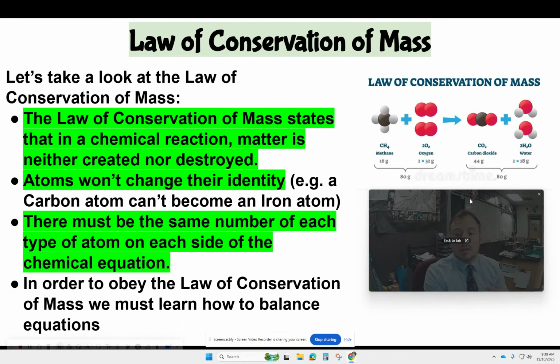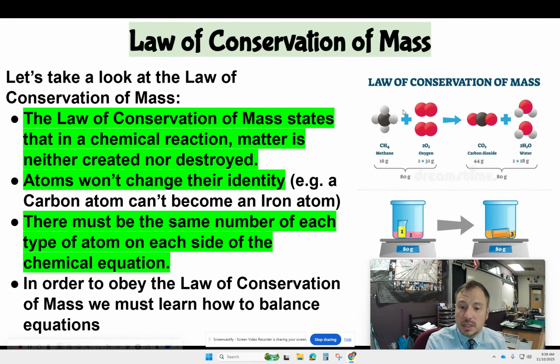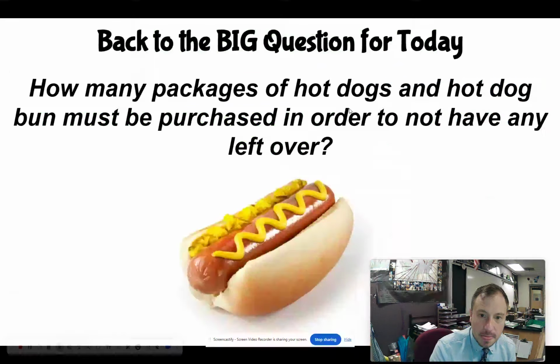Now, if I were to mass these out, if I put this reaction on a digital balance, right? It's completely sealed. If I started with 80 grams, I have to end with 80 grams. I have the same amount, right? All I'm doing is I'm rearranging these atoms. Like, think of it like a recipe, right? That's all you're doing. You're just rearranging it.